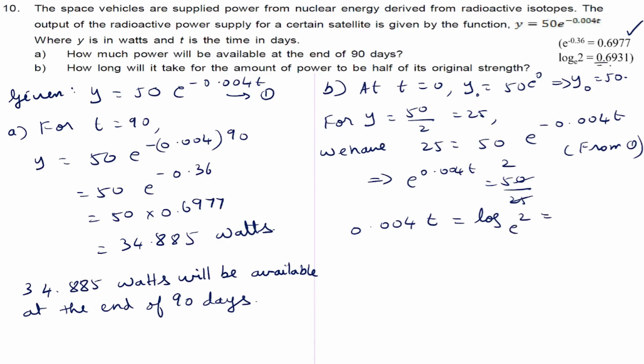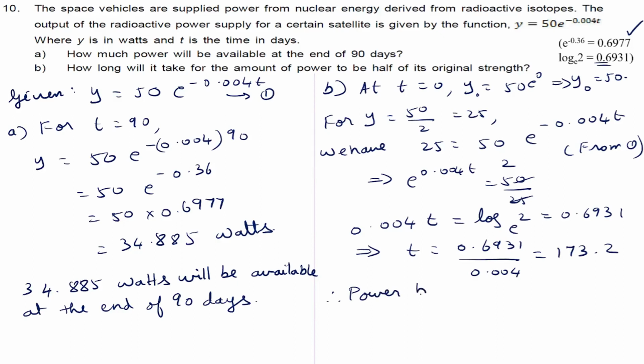Log 2 to the base e, it is 0.6931. So from this we get t as 0.6931 divided by 0.004. This is equal to 173.2. So the power will become half of its original strength in 173.2 days.